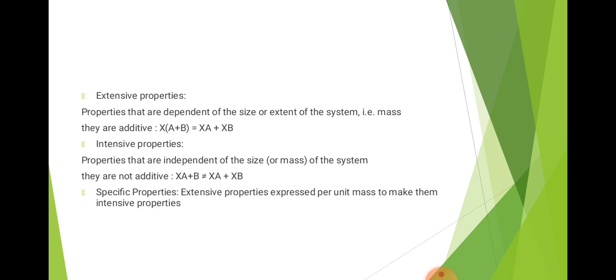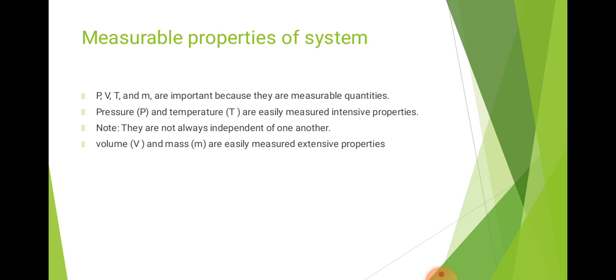From these two types of properties we get the specific properties, which are defined as extensive properties expressed per unit mass to make them intensive properties. So which properties belong to the extensive and which to the intensive? Among extensive properties we have volume, mass, energy, enthalpy and entropy. And among intensive properties we have pressure, temperature, specific volume and density.